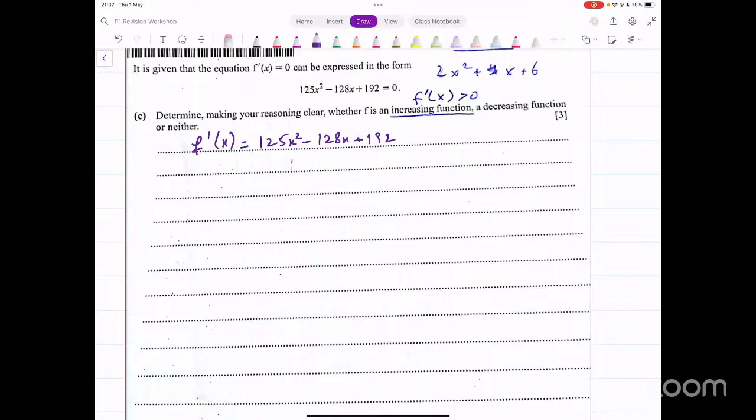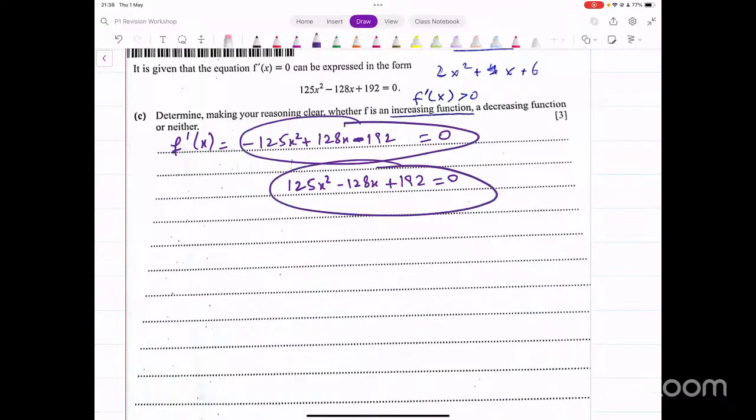It is possible that the actual derivative was some multiple of this. So maybe it might have been this minus and then this and then this. It could also have been this. And when we equate that to 0, we could convert it to this form: 125x squared minus 128x plus 192 equal to 0. So it could be any of them. Any of these are possible. That's one thing that you need to understand. The derivative could be this expression, or it could be with a negative sign like this as well.